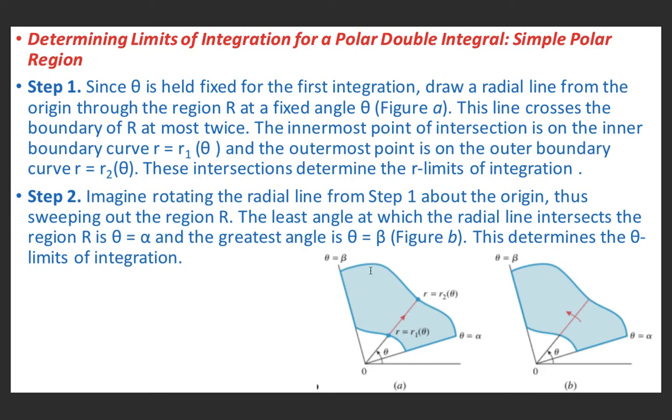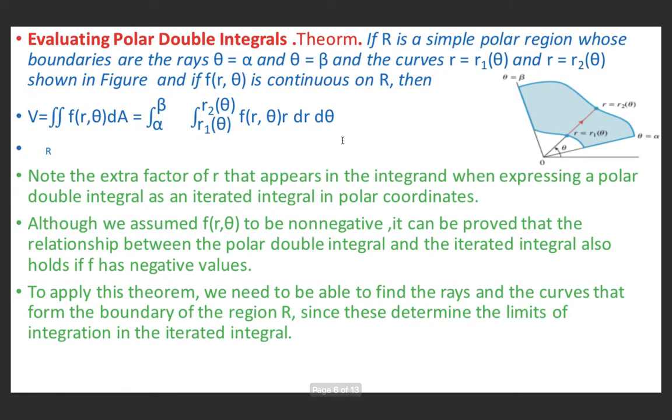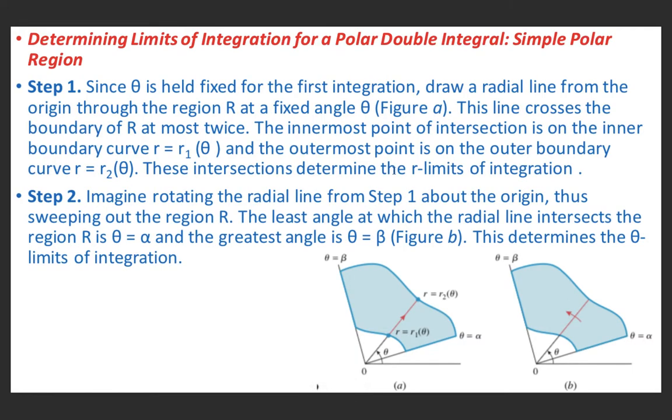Suppose we have a simple polar region. In the iterated integral, first we are integrating with respect to r, then with respect to theta. So in the first case, theta is fixed. Since theta is held fixed for the first integration, we draw a radial line from the origin through the region R at a fixed angle theta. This is shown in red. This is the radial line from the origin through the region R at a fixed angle theta.